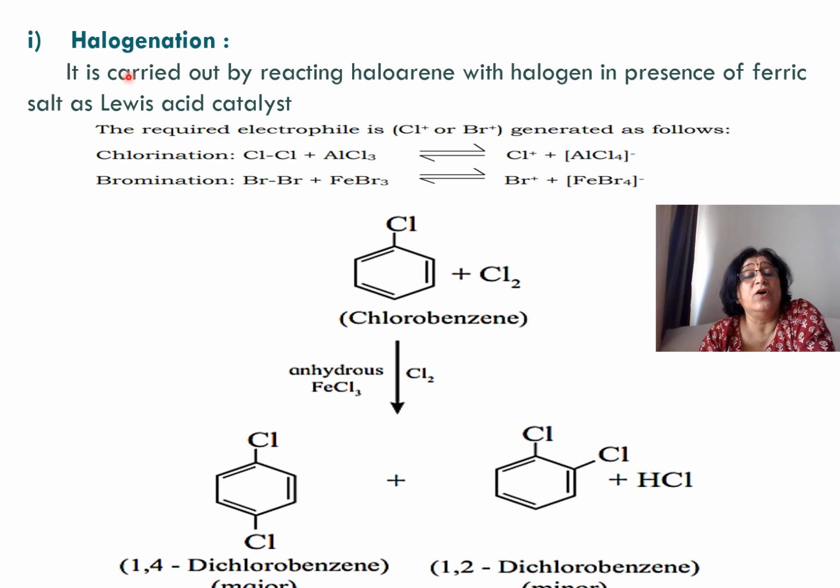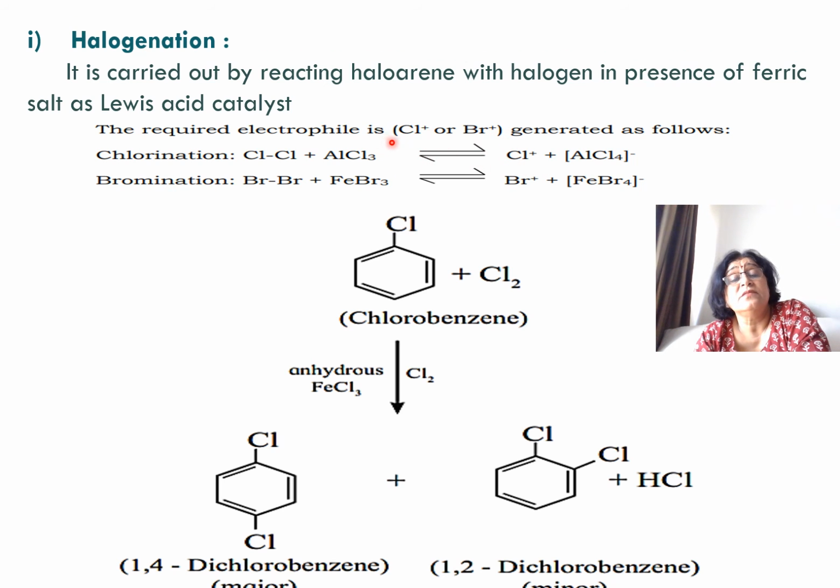Then let's see the halogenation reaction. Halogenation reaction is carried out with haloarene with halogen in the presence of the Lewis acid, ferric salts, aluminum chloride. Okay. So these Lewis acids generate the electrophile which attacks on the ring and the product is formed. So here you see the required electrophile is what? Cl+ or Br+, chloronium ion or bromonium ion.